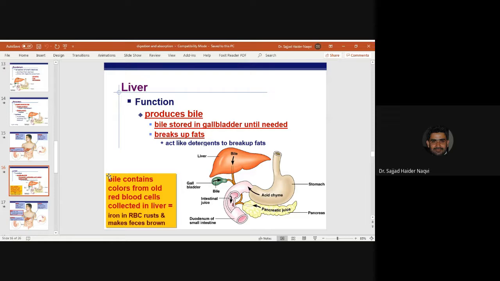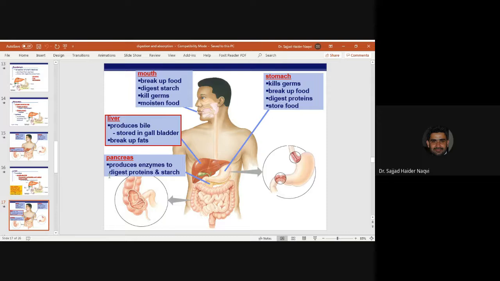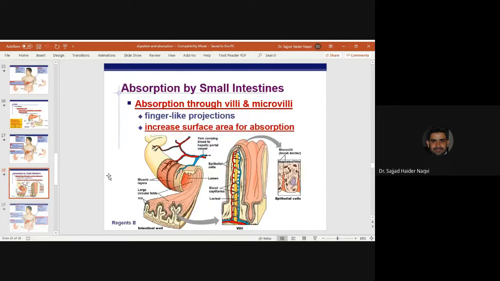The bile also contains color from old red blood cells, and iron in the RBCs rusts and makes feces brown in color. So the liver's function is to produce the bile, and bile, as I said, is stored in the gallbladder until it is needed. Once it reaches the small intestine, it facilitates the breakdown of the fats.